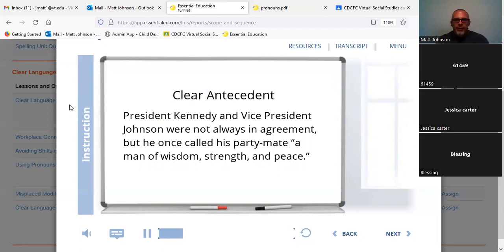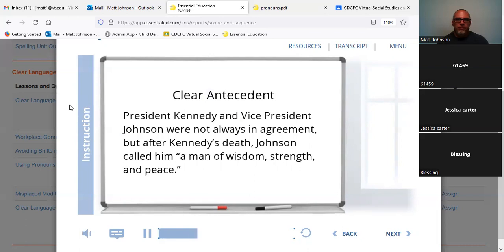So, who called who a man of wisdom, strength, and peace? It's not clear, right? There are two possible antecedents for he and his. President Kennedy and Vice President Johnson. You've got to clear up that confusion in your writing. Like you might say, President Kennedy and Vice President Johnson were not always in agreement, but after Kennedy's death, Johnson called him a man of wisdom, strength, and peace.